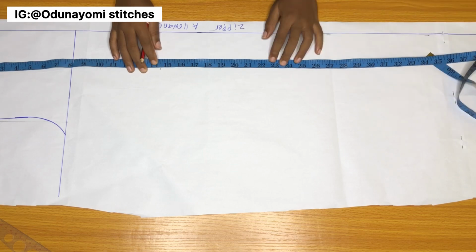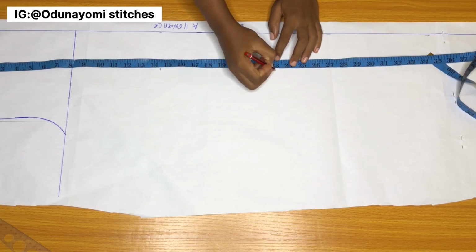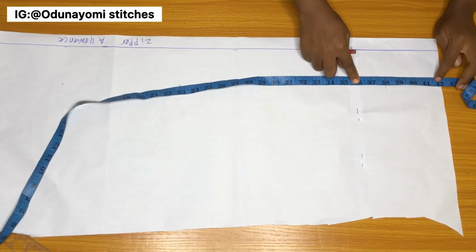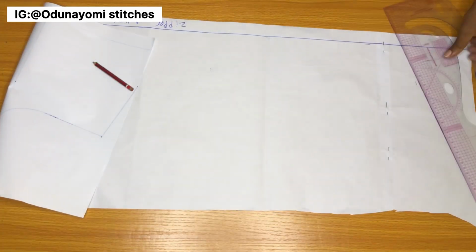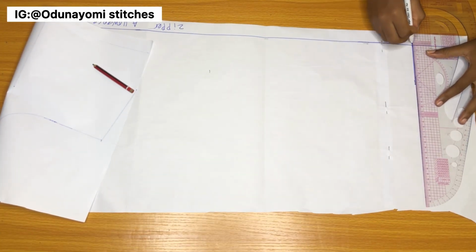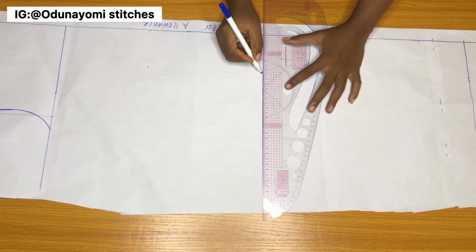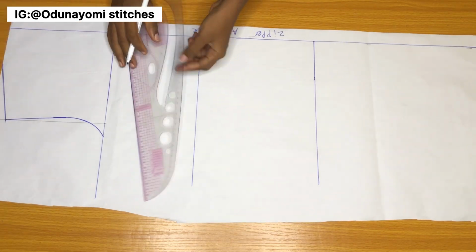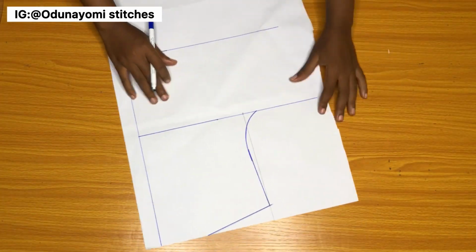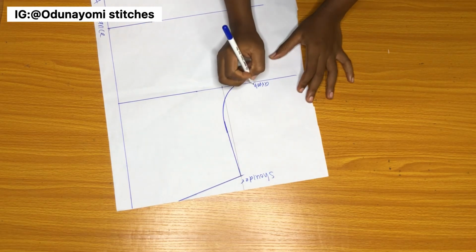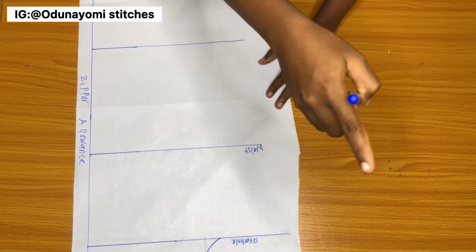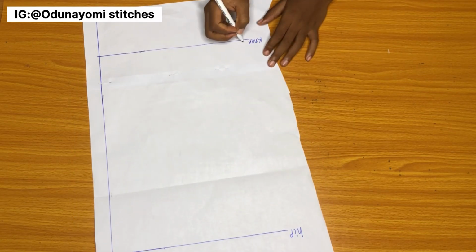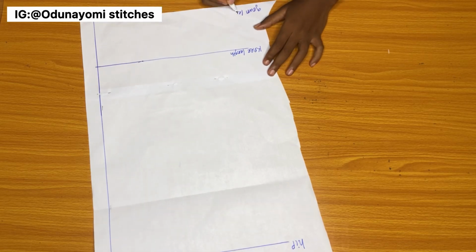Now I measured my half length there, then I'm marking my hip line here, then I will locate my knee length, then I will also locate the gown length. The gown length, like I said, is 42 inches for the back, and for the front it is 43 inches. So let me label this line. This is my shoulder, my armhole, my waist, my hip, and this is my knee length, and this is the gown length.